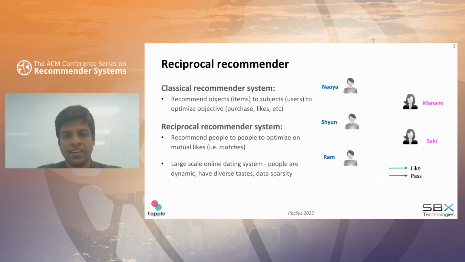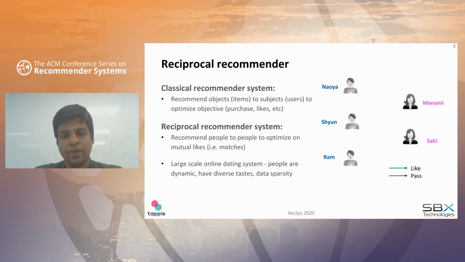So designing a recommendation system for such a large-scale online dating system is complex and challenging for a number of reasons. First, as you might have seen, recommending people is not just unidirectional. It's equally important to recommend other target users who would reciprocate the subject user's interests.